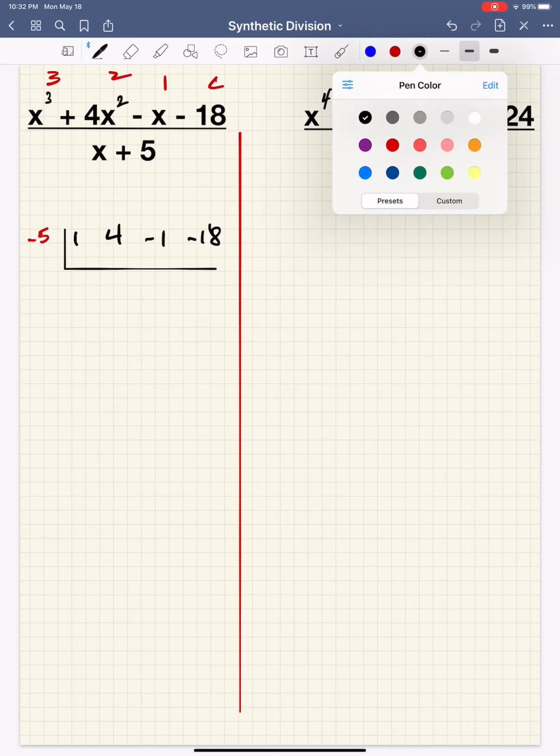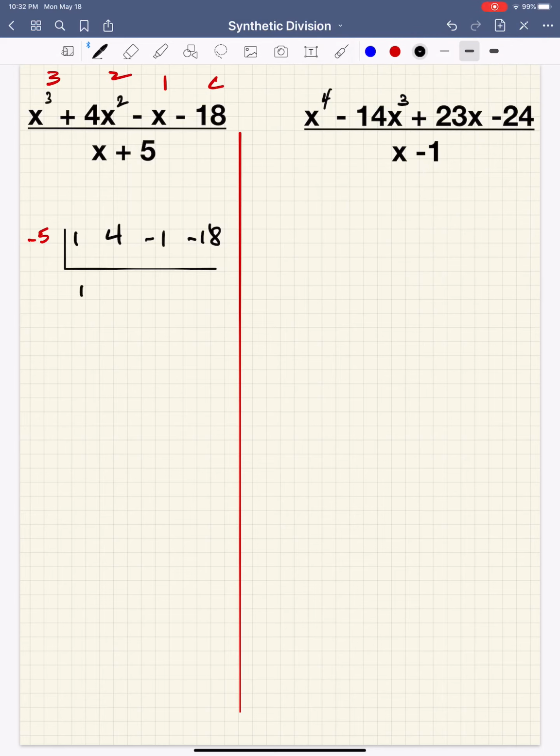And here we go. So we're going to have 1 here. Negative 5 times 1 is negative 5. Add, you get negative 1. Negative 5 times negative 1 is 5. Add it, you get 4. Negative 5 times 4 is negative 20. You get negative 38. That is your remainder.